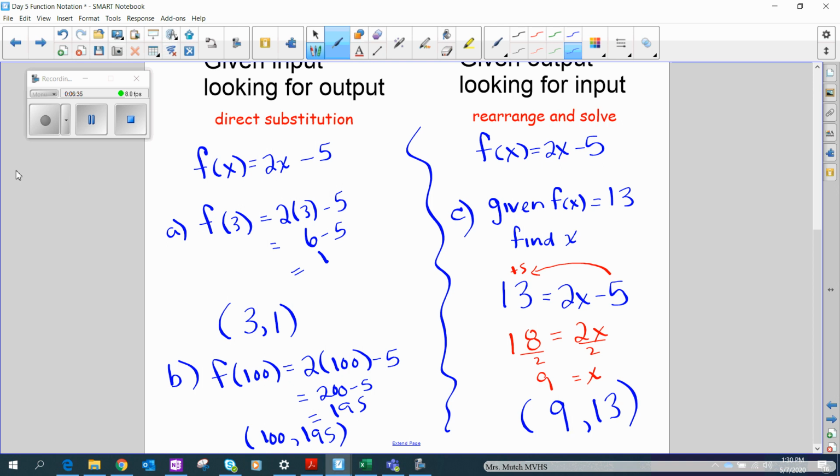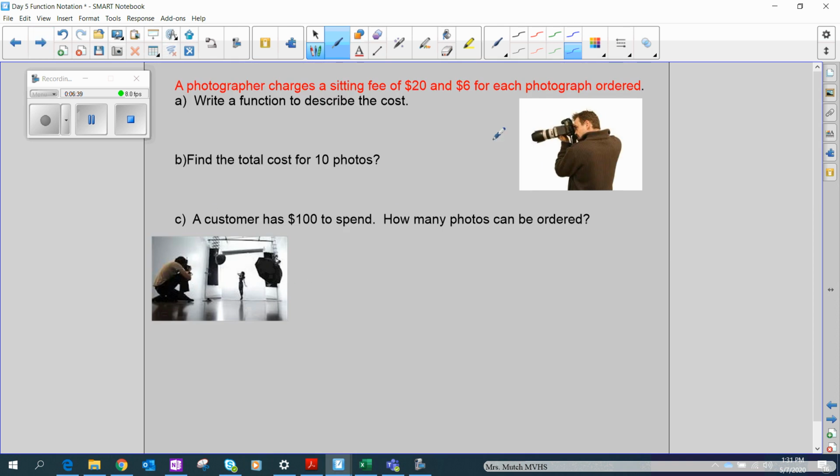Okay, let's look at that in a word problem situation. So it says a photographer charges $20 and $6 for each photograph. Let's say the cost, and I'll say P for pictures. So that's function notation. The cost depends on the number of pictures that I take. Well, it's $6 for every photograph, so that is the variable rate. It's $6 per picture. And then this $20 is a sitting fee. They're going to have to pay that $20 whether they get 1 picture or 0 pictures or 100 pictures. It's going to cost them $20 no matter what.